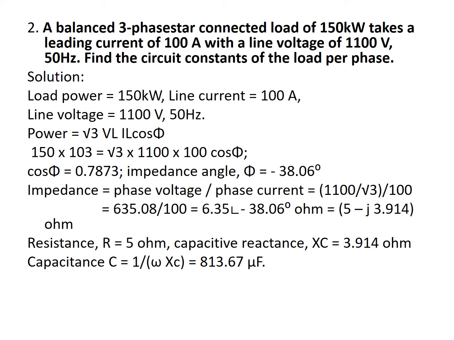After observing the impedance, 5 minus J 3.94, which is R minus J XC, we get the R value and XC value, because it is R minus J XC if the resistor and capacitor are connected in series, and R plus J XL if resistor and inductance are connected in series. You can calculate XC, and then the C value, which is 813.67.